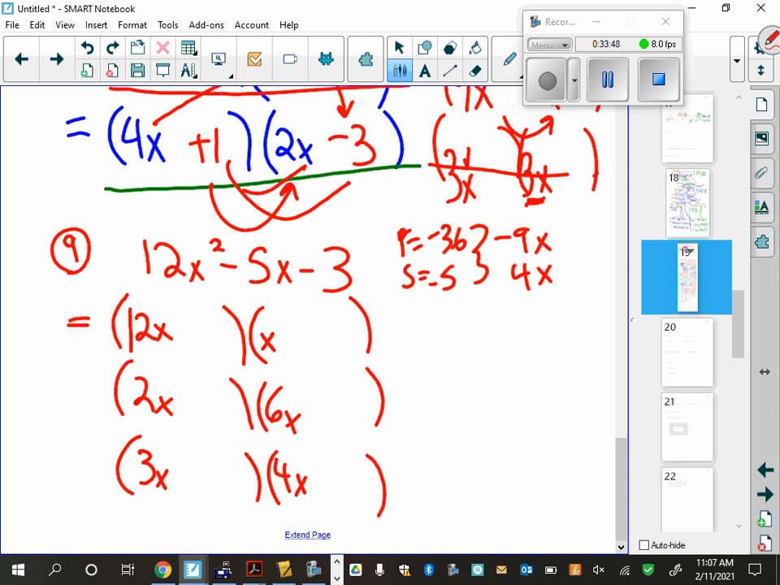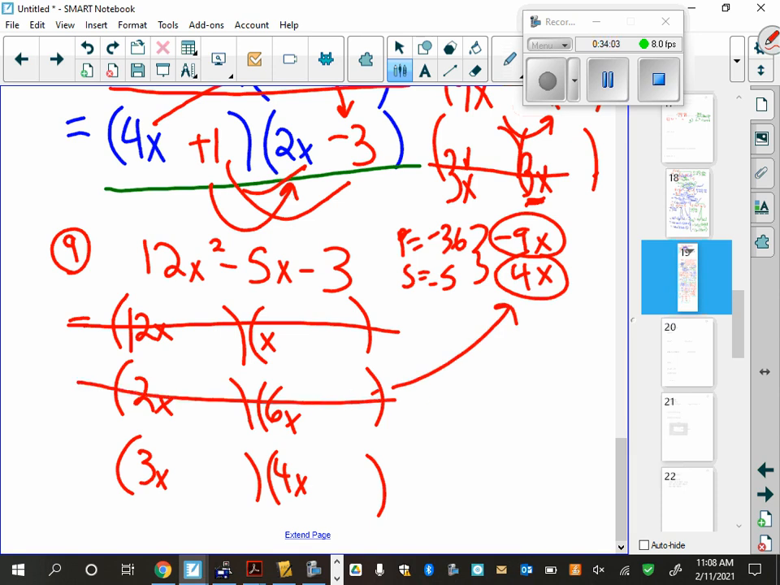First of all, you can't use the 12, because 12 times 1 is 12, and you just need a negative 9 and a 4. 6 doesn't work, because 6 times 1 is 6, and 6 times 2 is 12, that's too big. So we're left with the bottom. Can someone do this for me? Thank you. Negative 3. Does that give me a negative 9x? Yes, with this arrow, and this gives me a 4x. Yep, I agree. Check.